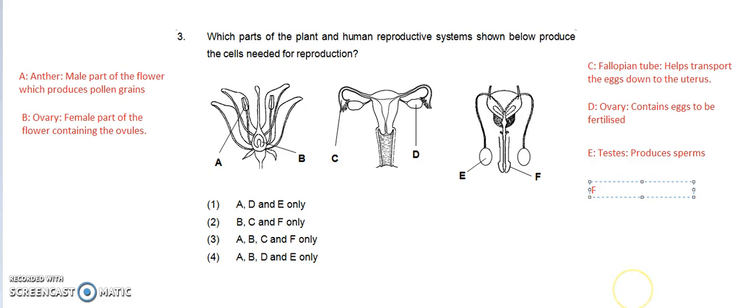F is the penis, which allows the sperm to be deposited in the vagina.